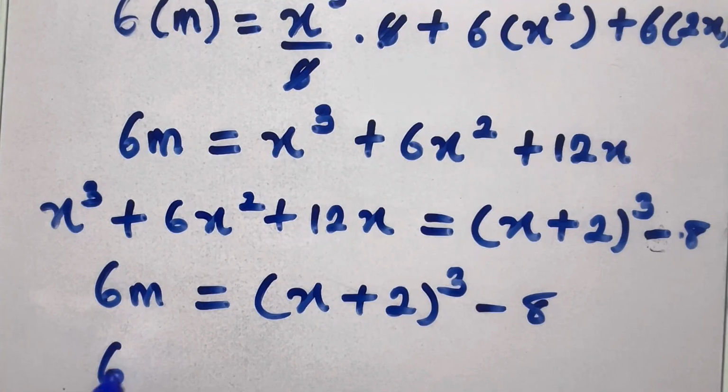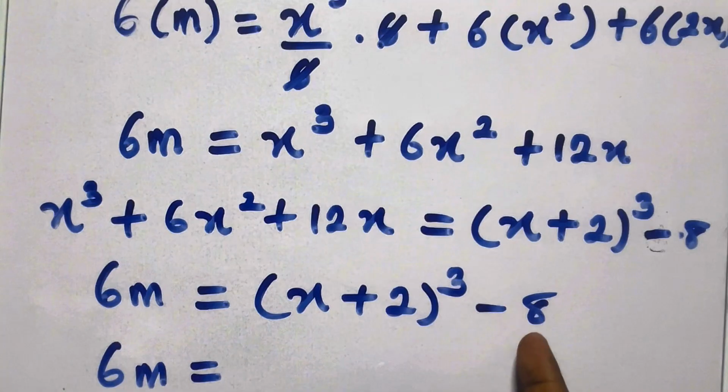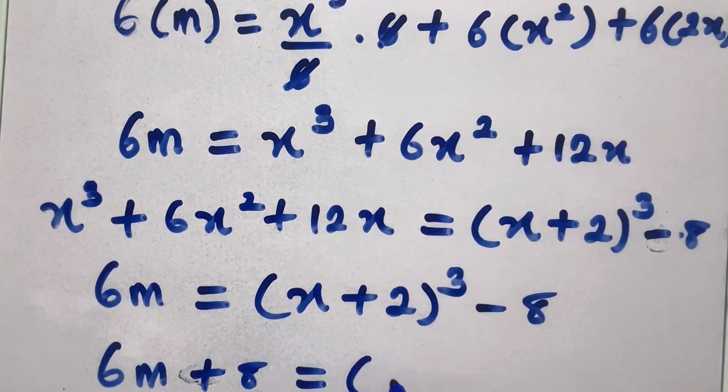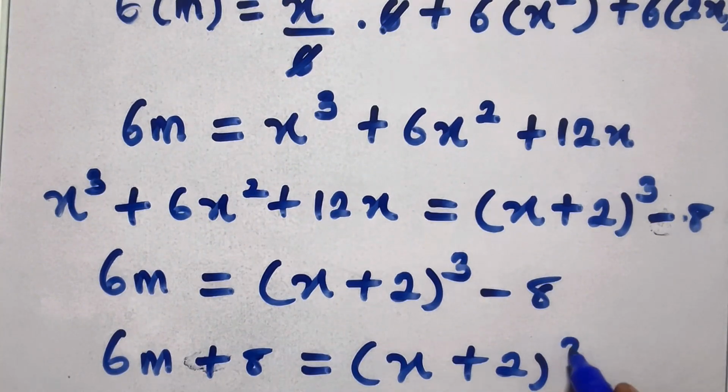So now we have 6m equals, or let's say we want to transfer this minus 8 to the other side. So we are going to have 6m plus 8 equals x plus 2 raised to the power 3. I hope you understand. So the next thing we have to do is, since we want to get x here, we have to find a way to cancel this cube. And to cancel a cube, we have to take the cube root of both sides, right?